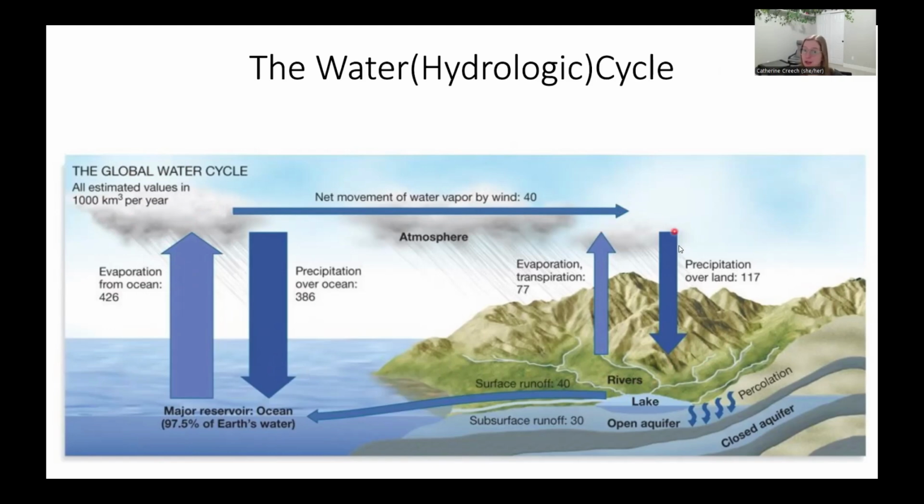Some will evaporate back up and rain back down, but some will run off right back into the ocean to the major reservoir, and some will percolate. Percolate means to drip through small holes. So your coffee maker percolates water through coffee beans, giving you coffee. That's what percolation is. So water will percolate through the small pores in the soil and it'll get into the water table. We have open aquifers and we have closed aquifers. So those are harder to access.